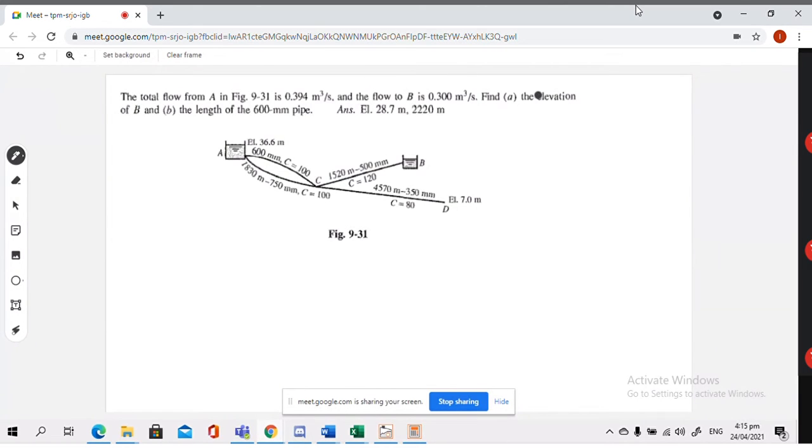Okay, all of it. What is shown is the elevation at B and the elevation there. Then the length of the 600 mm pipe. So where is the 600 mm pipe? This one. So we will solve this. What is the length, and what is the elevation? What you will do is, you need 0.394 cubic meters per second as the flow at B, which is 0.3 cubic meters per second.